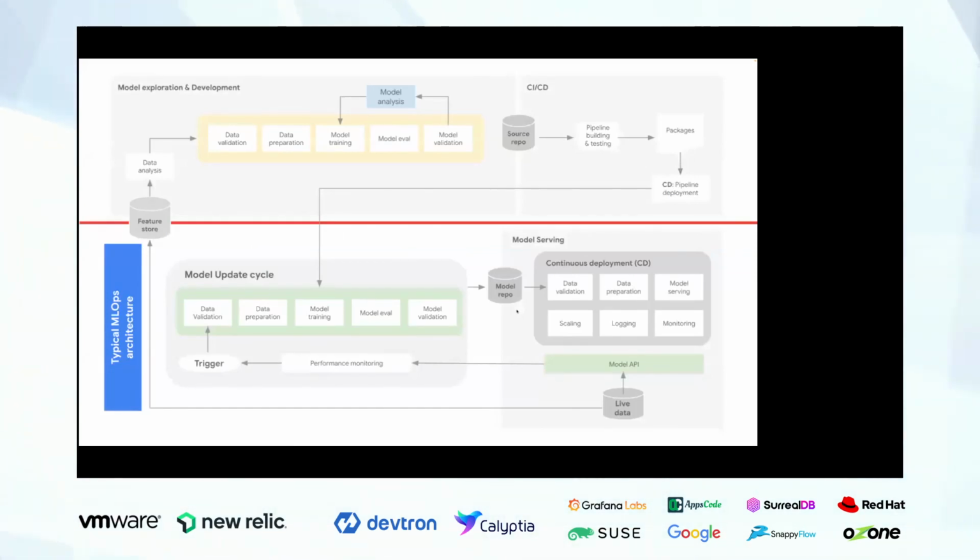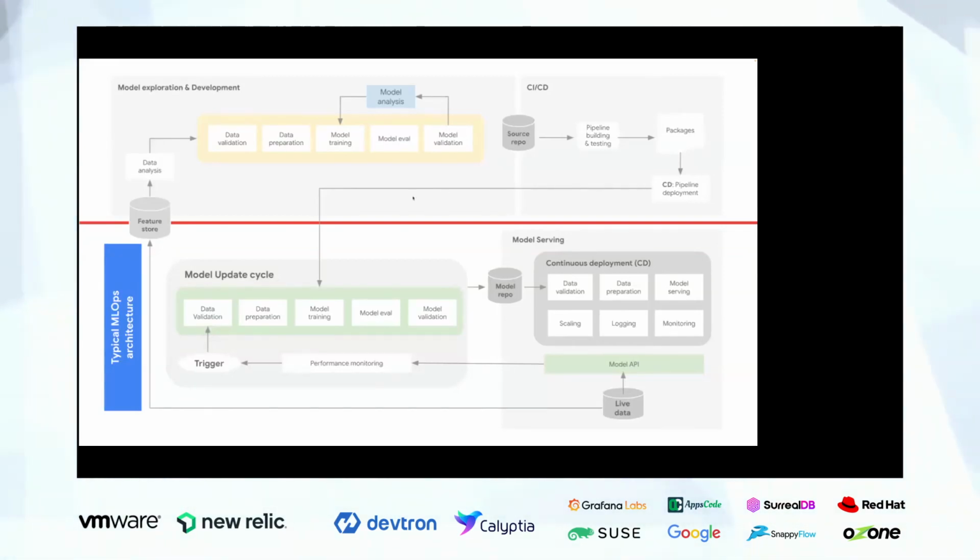This again is a typical MLOps architecture. I won't go into the specifics of it, but just highlight the main parts of it. You have the model exploration and deployment part, where you have everything from data validation to model training and model validation. As soon as you are comfortable with the model, you push it to your source repo, and then you do CI/CD, which is continuous integration and continuous development.